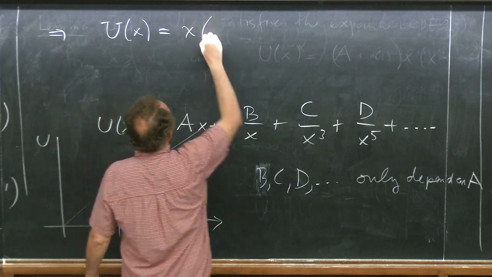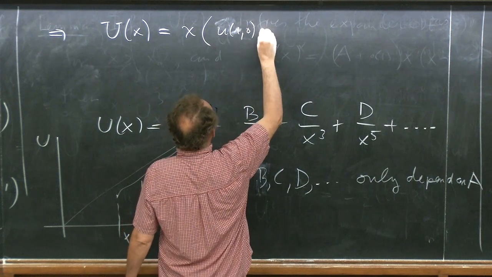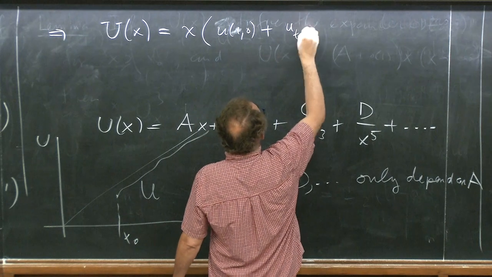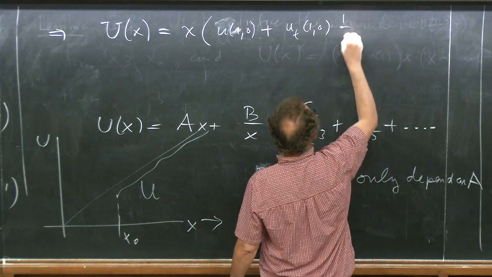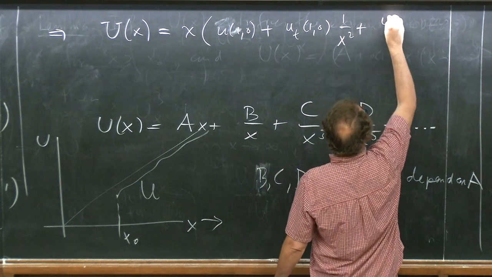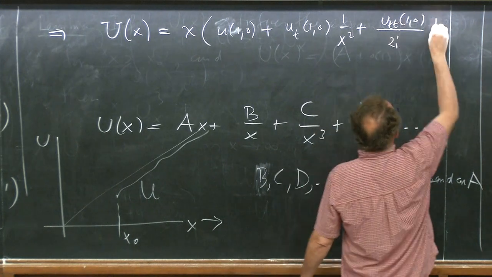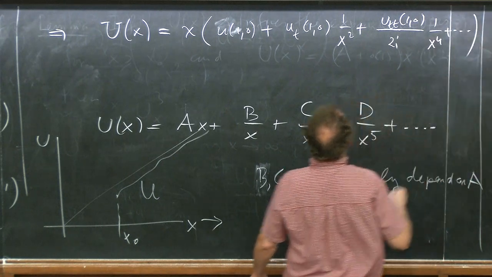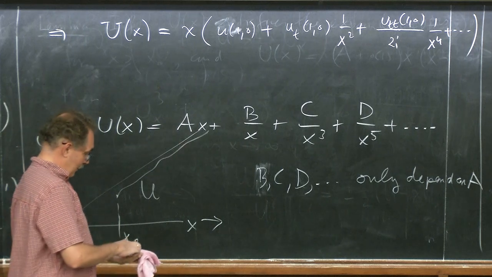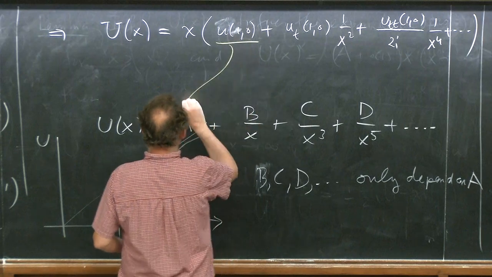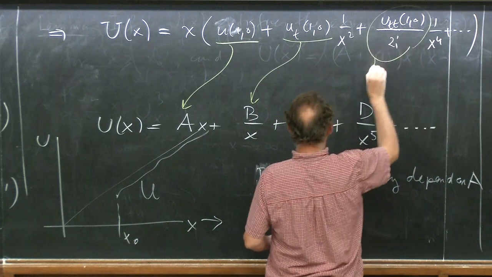I get x times u at (1, 0) plus u_t at (1, 0) times t, that's 1 over x squared, plus the second derivative at (1, 0). Okay. And if you multiply this out, you get exactly this expansion. And this coefficient is that, this coefficient, that's our C.